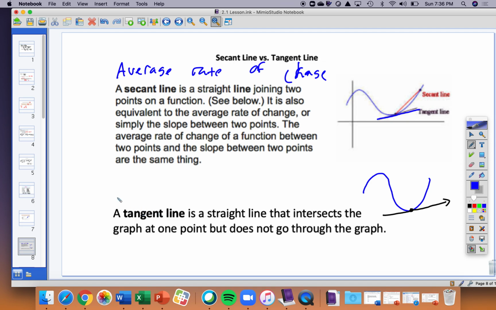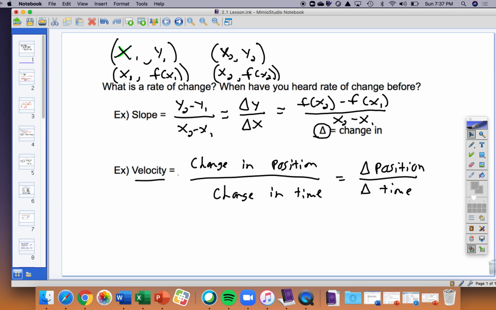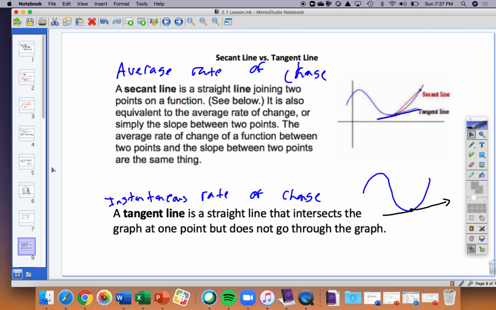Tangent lines are instantaneous rate of change. So our job is going to be to find the slope of tangent lines, and we're going to use secant lines to help us estimate the slope of tangent lines.